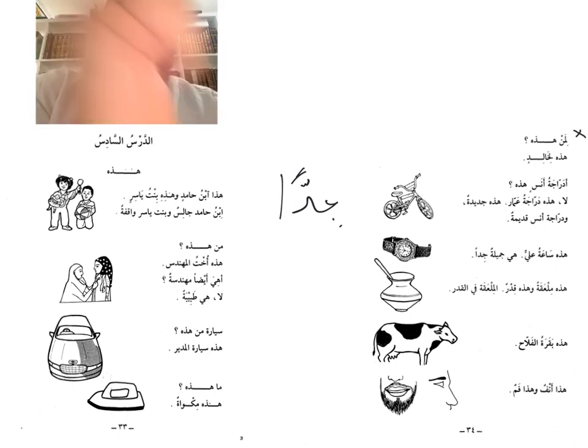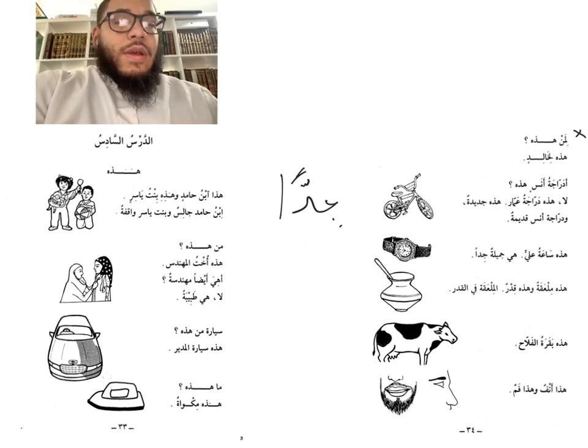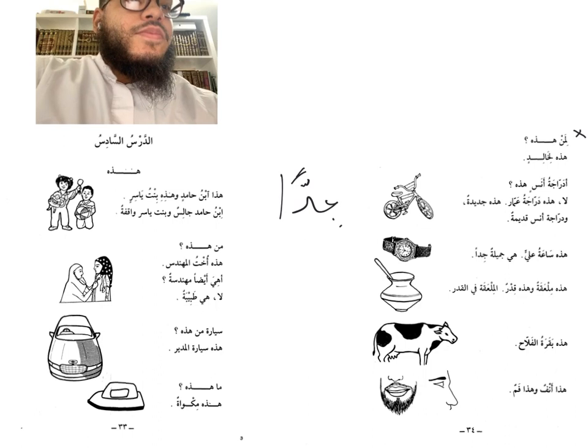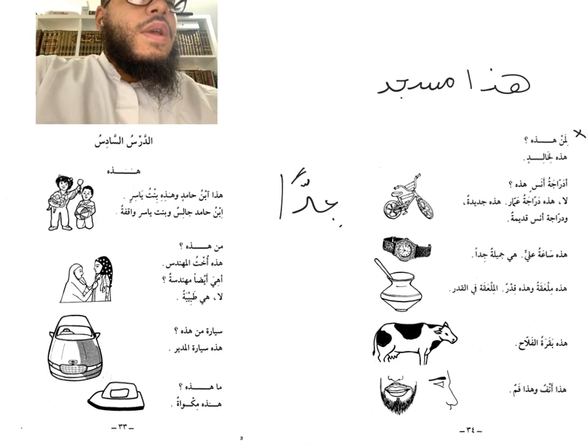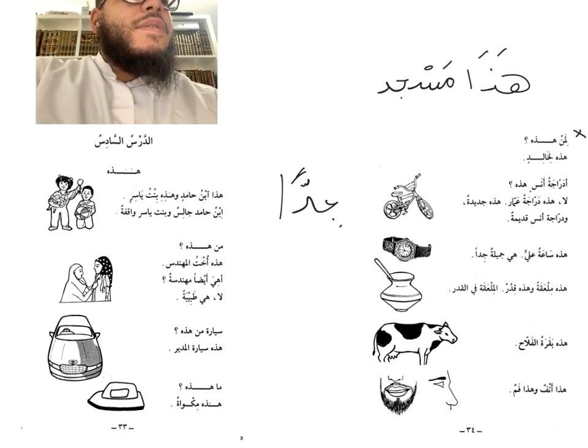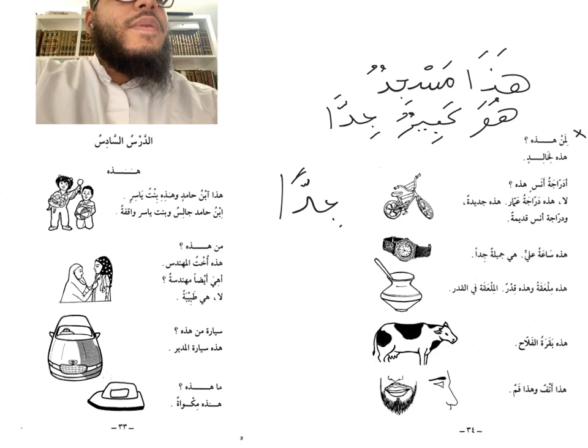So in this lesson we also learn the usage of جدا, which means very. This comes after an adjective to add extra emphasis to whatever you're describing. So if I said, for example, هذا مسجد, this is a masjid, نعم, هو كبير, it is big, جدا, it is very big.